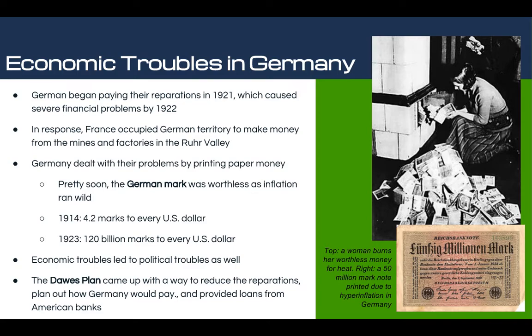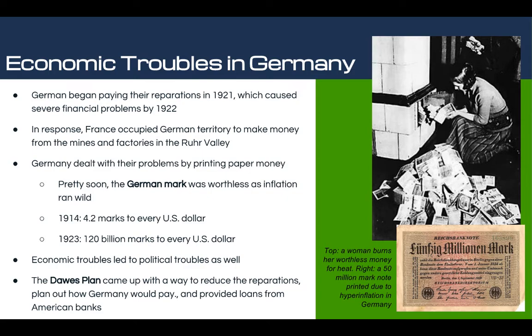Germany dealt with some of their problems and the inflation that was starting in Germany. They dealt with it by printing more money. But hopefully you know, or maybe you'll know now, that printing more money does not solve financial problems. In fact, it makes the money that's already out there worth much less. So pretty soon the German mark, which was their form of the dollar, was pretty much worthless, and inflation ran absolutely wild.